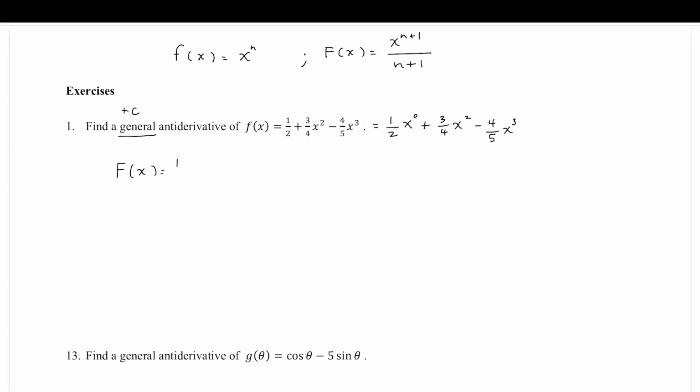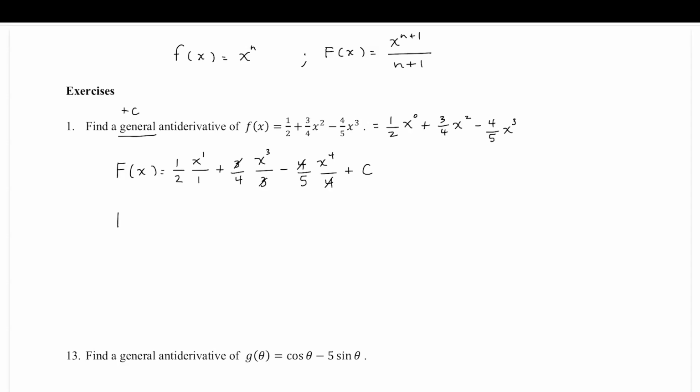So for this cap F antiderivative, on the first term I'm going to take my constant multiple and carry it along, and then raise x to one higher power and divide by that one higher power. On the next term, I'm going to keep the 3/4 constant multiple, and then raise x to one higher power and divide by that higher power. And on the last term, I'm going to keep my 4/5 constant multiple, then raise x to one higher power and divide by that higher power. And again, because it asks for the general antiderivative, I need to add on a plus c.